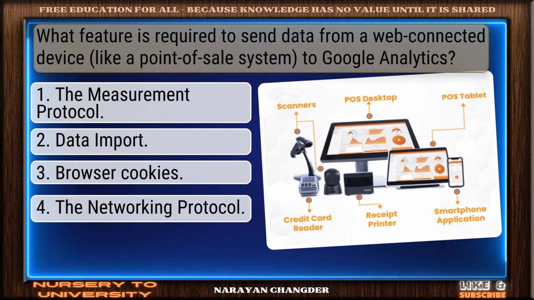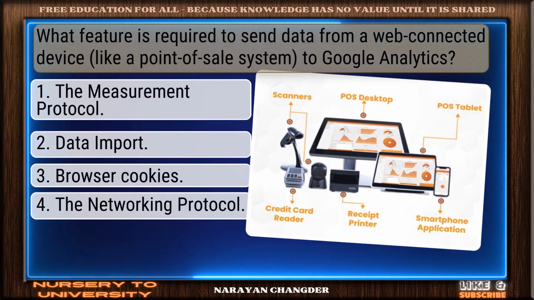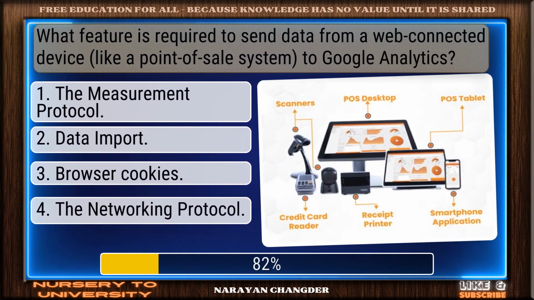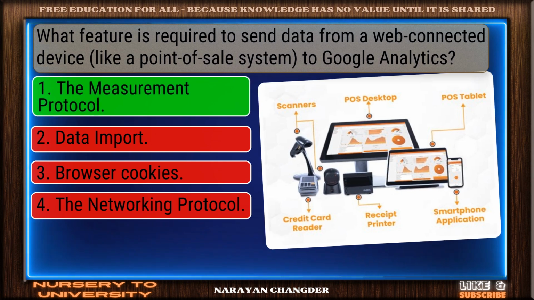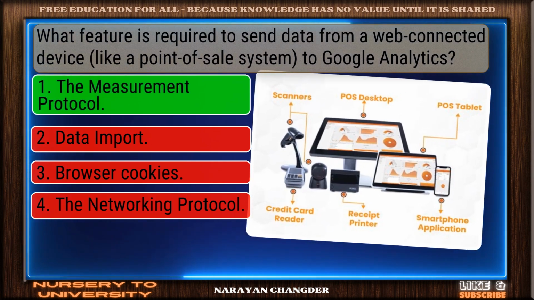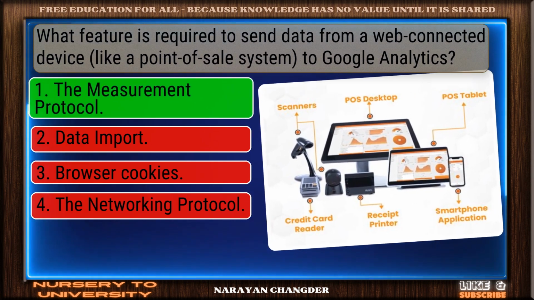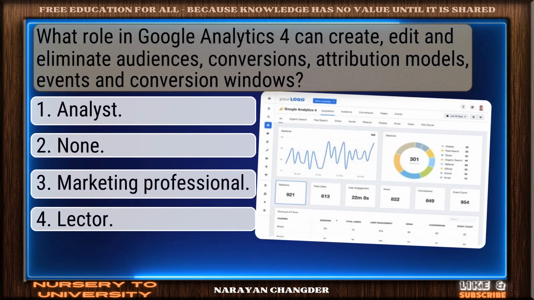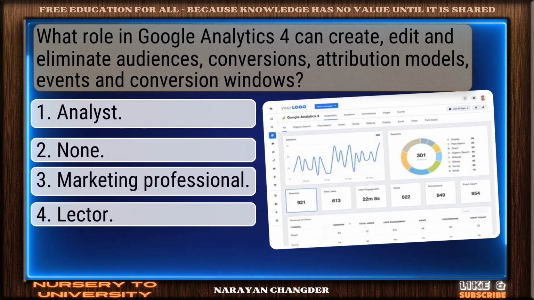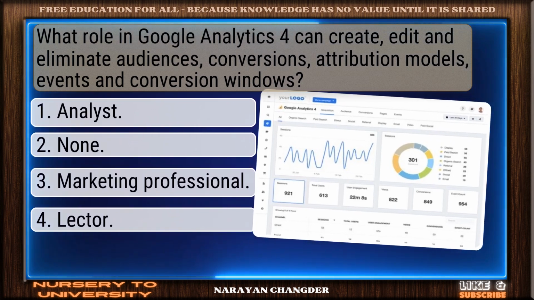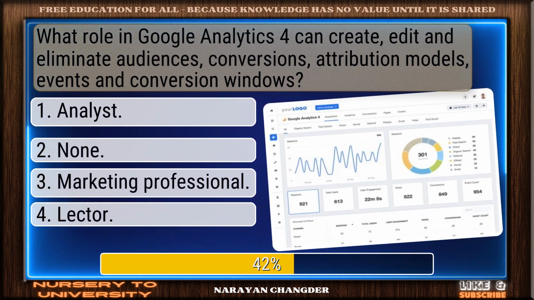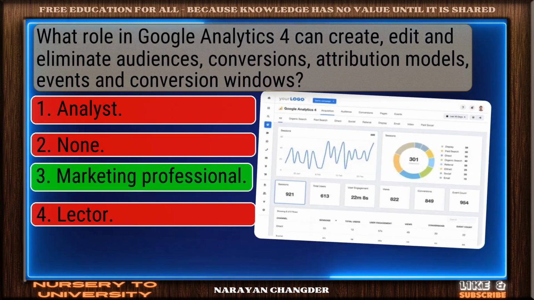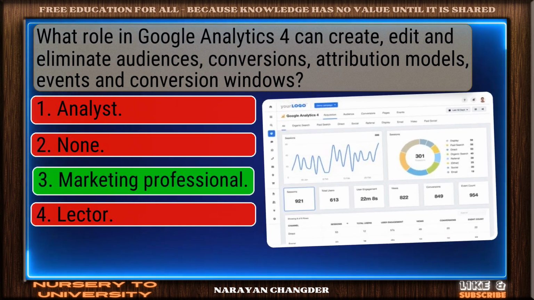What feature is required to send data from a web-connected device to Google Analytics? Correct response. The measurement protocol is the most accurate answer. What role in Google Analytics 4 can create, edit and eliminate audiences, conversions, attribution models, events and conversion windows? Well done. Marketing professional is the right choice.